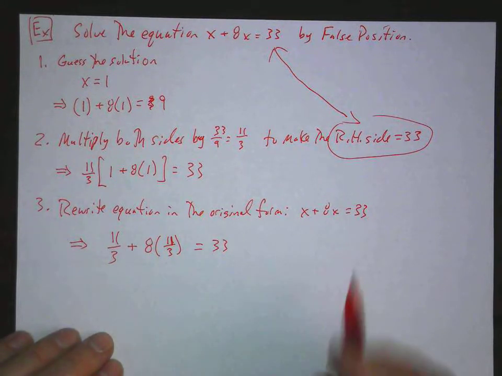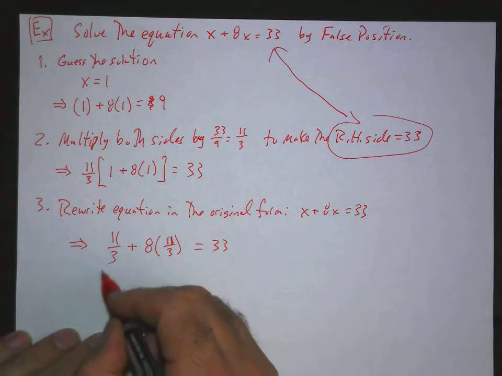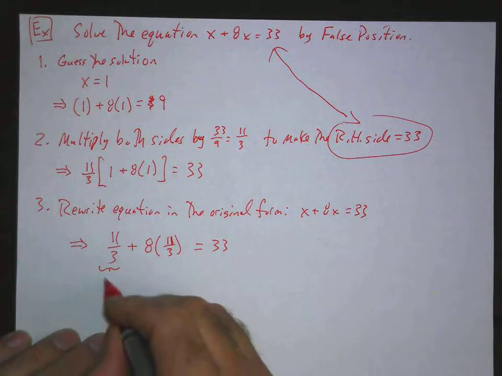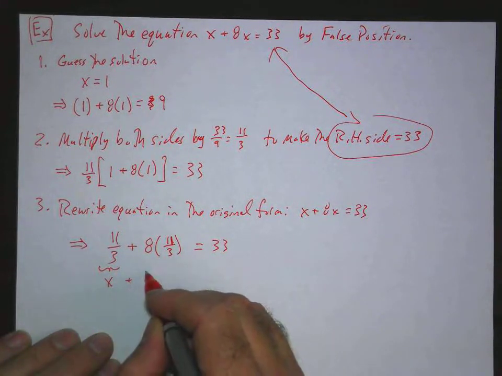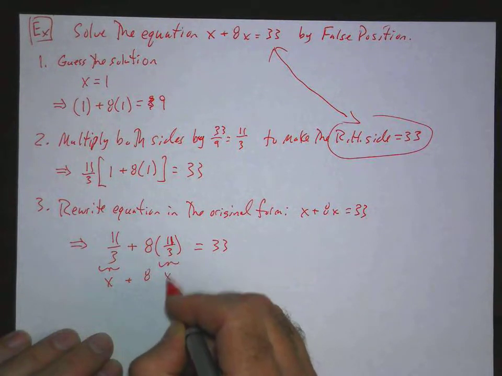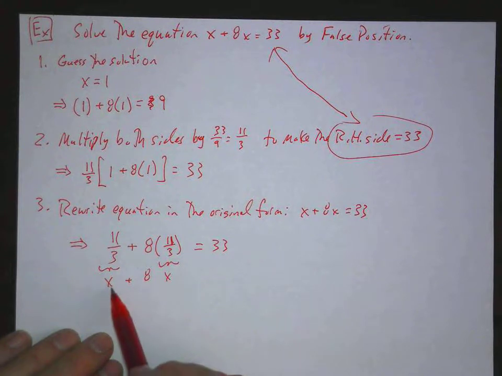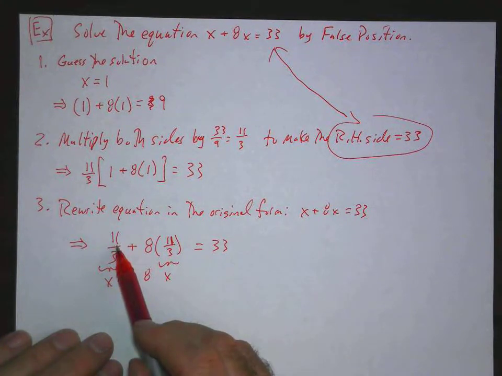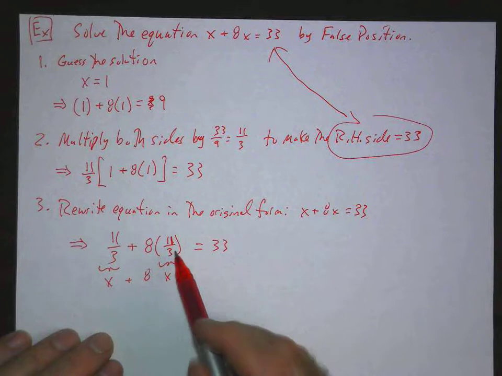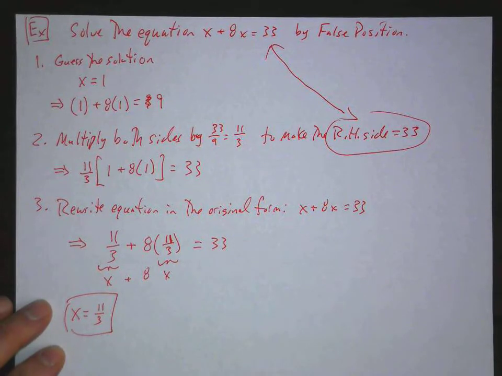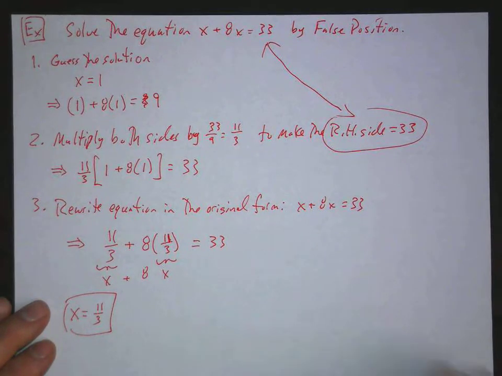And what is x? Well, look at the form that we have the equation in. It's in the form x plus 8x is 33. So this suggests that x is 11/3. Yep, x is 11/3. And that's our solution.